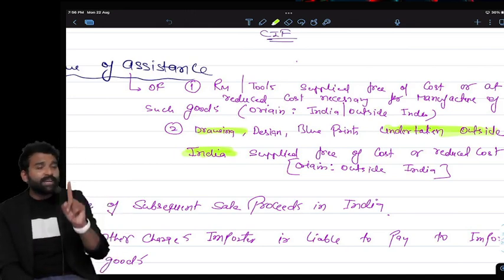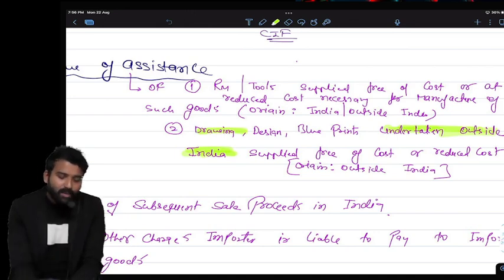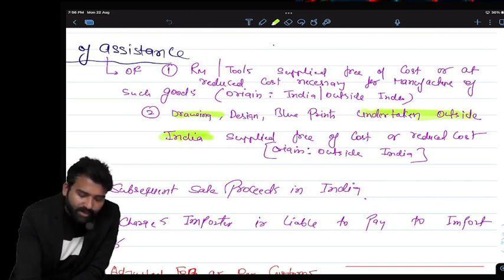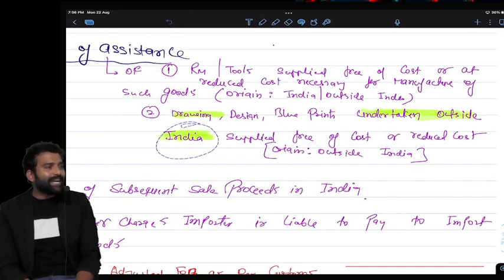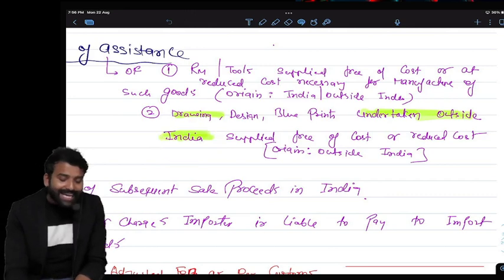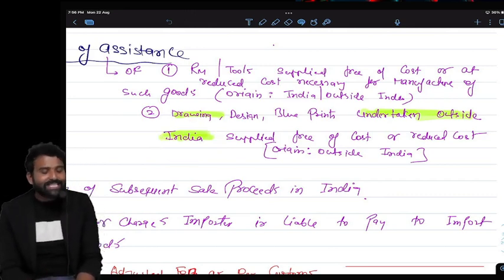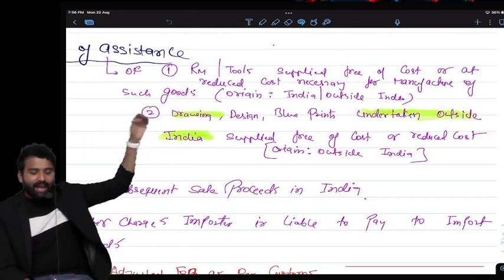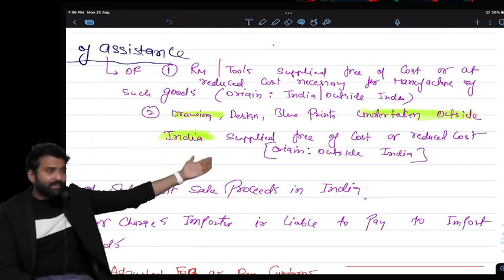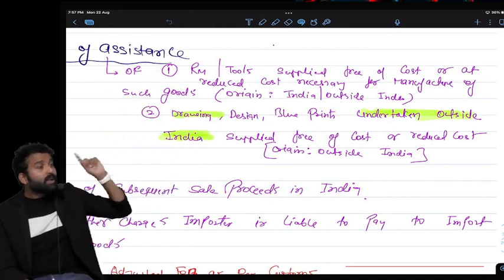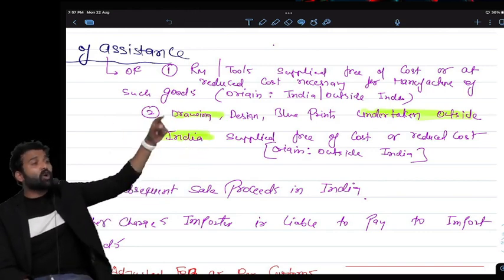But here we have to keep in mind one important thing. For drawings and designs, it will be added only if the designing is done outside India. If I am sending a design prepared in India, then that designing will not be included. Designs will be included only if the designs or blueprints were prepared outside India. So I have given an order to a designer of Italy to prepare a design, and I send that design to the Chinese job worker. That designing cost will be included because the designs are prepared abroad.